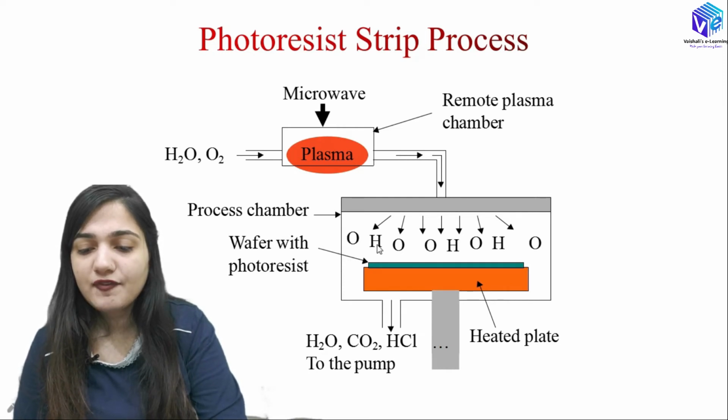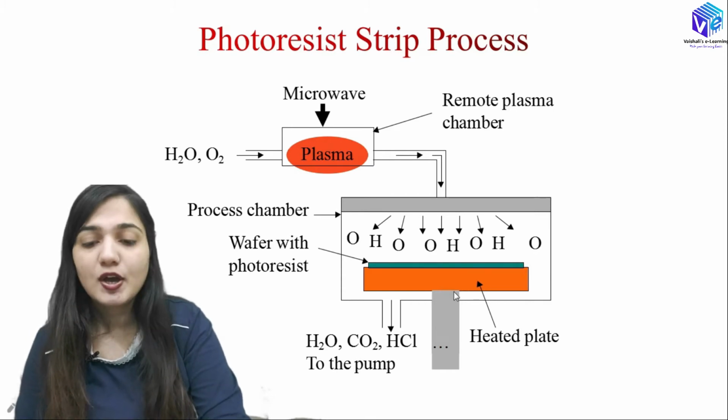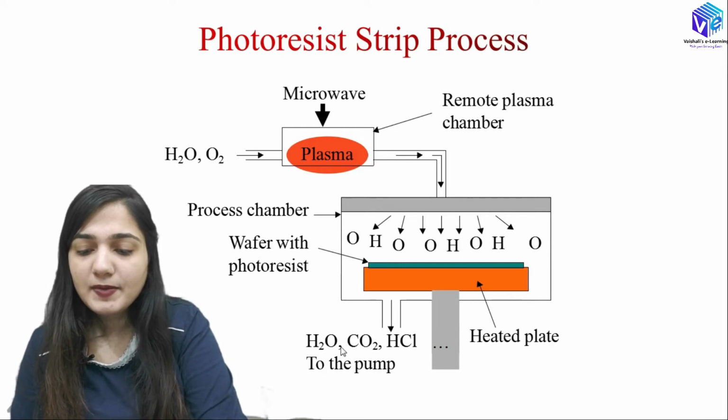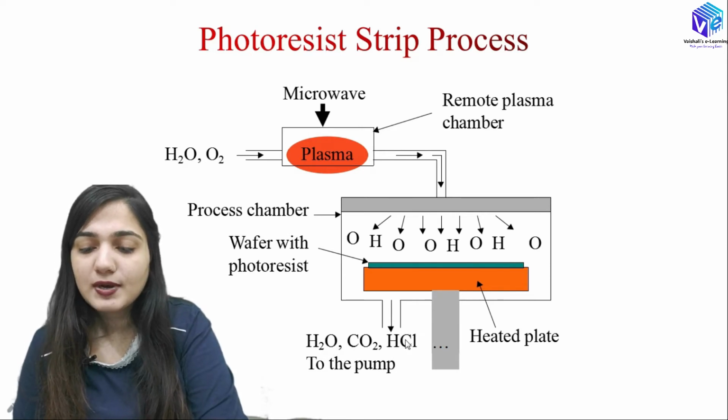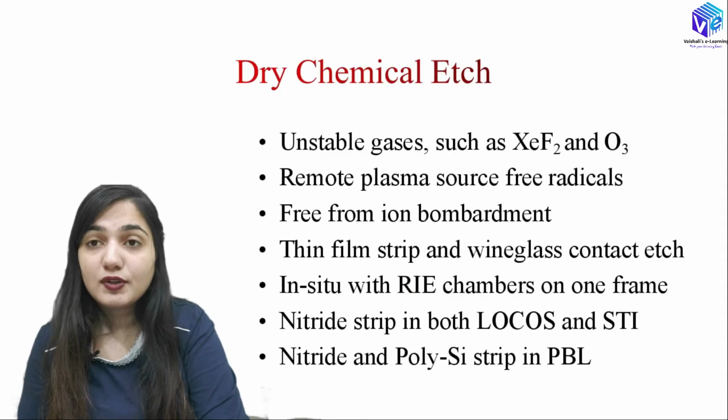So these free radicals of hydrogen and oxygen will be reacting with the wafer which is present on the heated chunk over here. So this is my process chamber. The exhaust gases will be released from here and they are going to the pump from here. So H2O, CO2 and HCl are the released gases. Okay, so I hope now you understood the full process here.